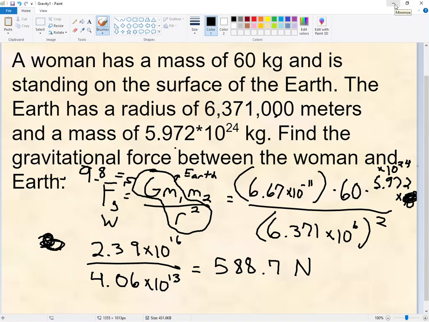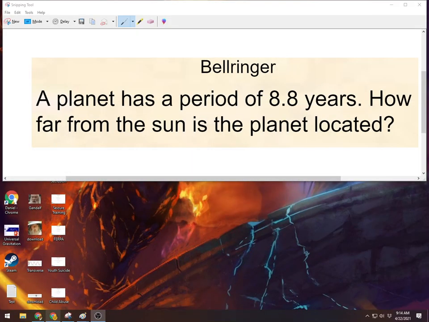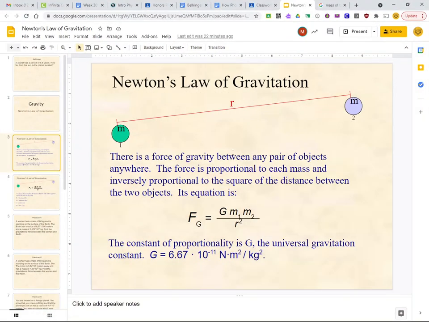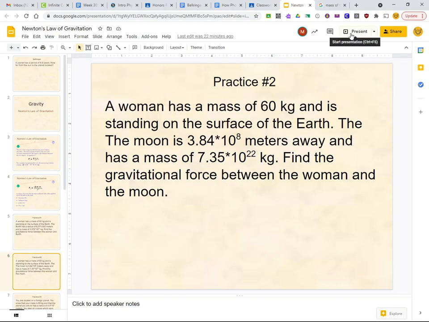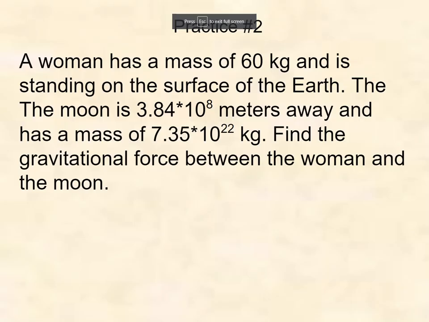Okay, let's look at a second problem. Practice number 2. What I'll encourage you to do is pause, if you're watching the recording, and if you're in class live, go ahead and try to calculate this one. This one's maybe a little easier. I don't know. It's the same, really.